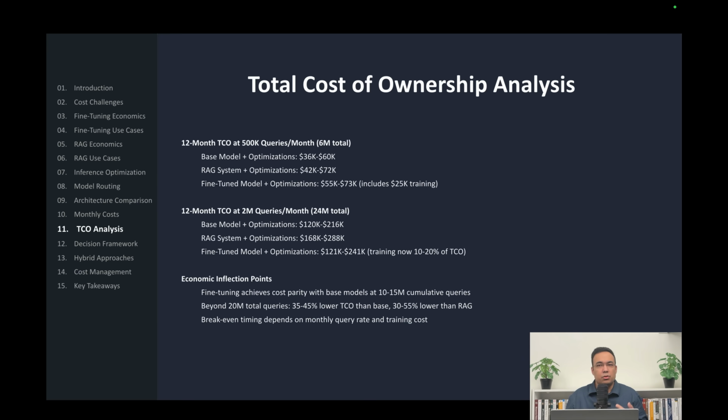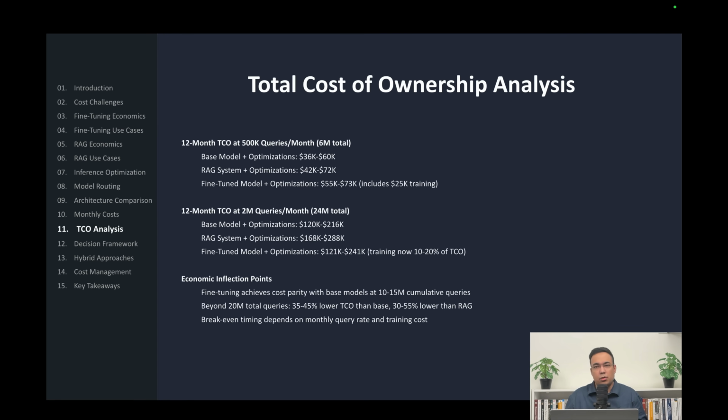Break-even timing depends on your monthly query rate and training costs. So if you're doing 2 million queries per month, you hit the break-even point in roughly 6 to 7 months. If you're doing 500k per month, it takes closer to 24 months to break even. The strategic insight here is to project your cumulative query volume over 12 to 24 months, not just look at the current monthly rates. Many teams make decisions based on the current load and don't account for the growth in the upcoming years.